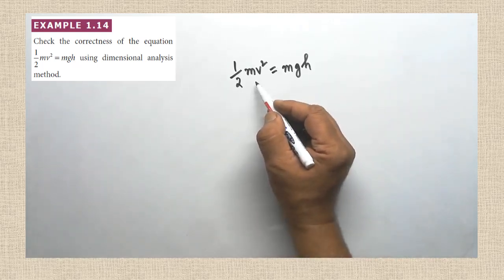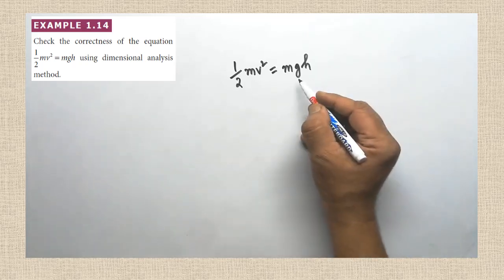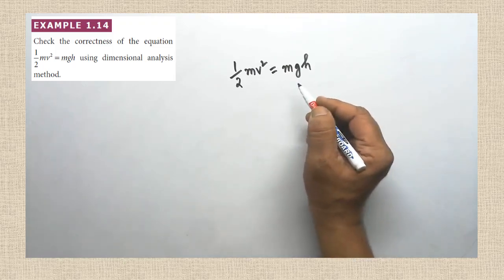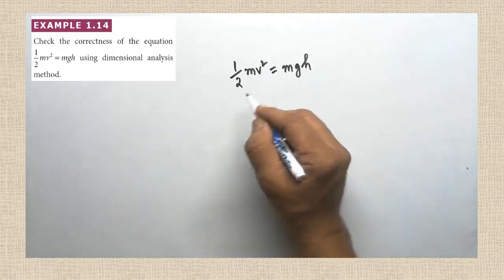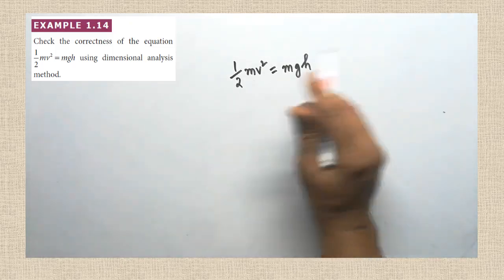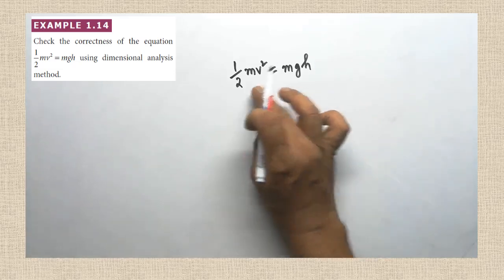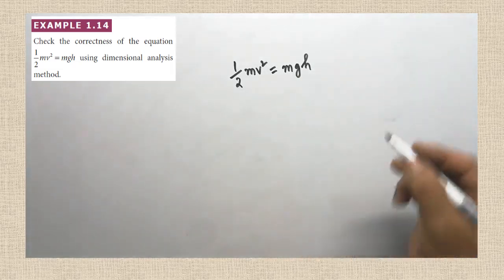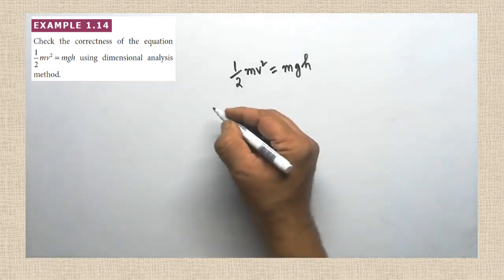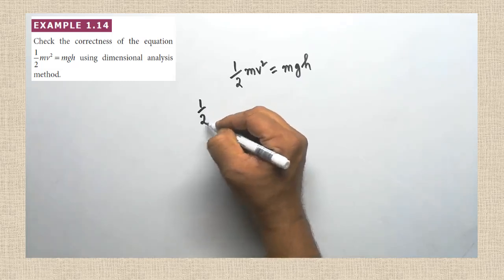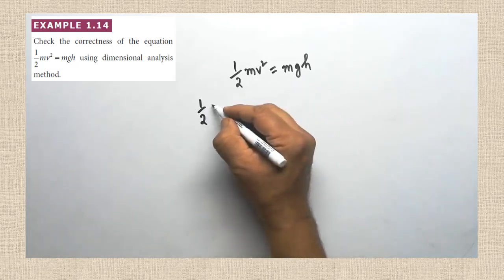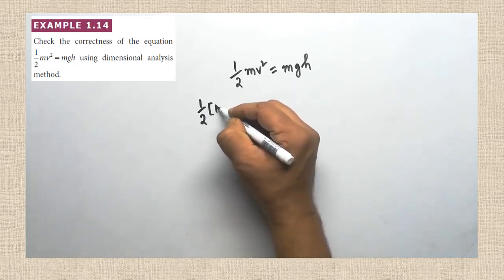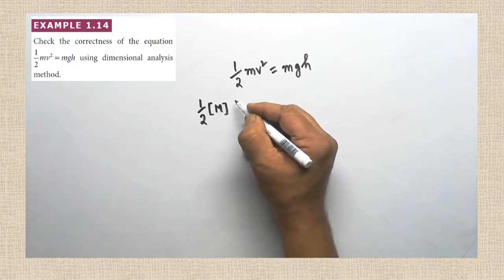This is the expression of kinetic energy. This is the expression of potential energy. Often we use this equation, but we don't know whether both have the same dimension or not. If both have the same dimension, definitely the given equation will be dimensionally correct. So let's substitute the dimensions of the factors. This is nothing but mass. The mass dimension is M, capital M.